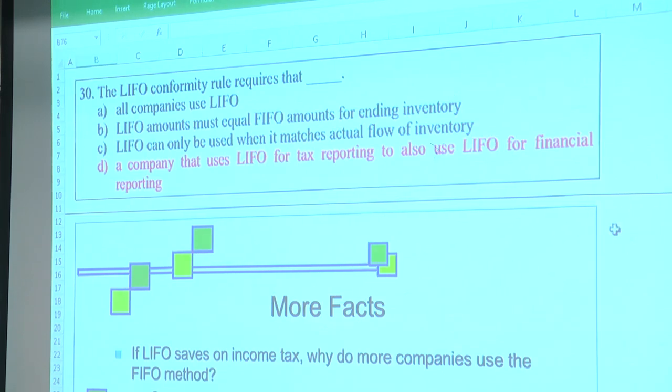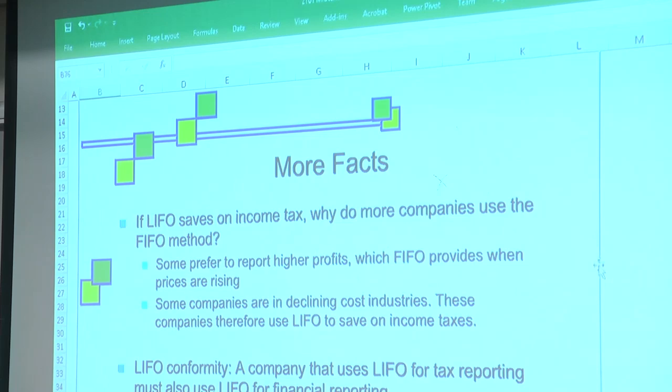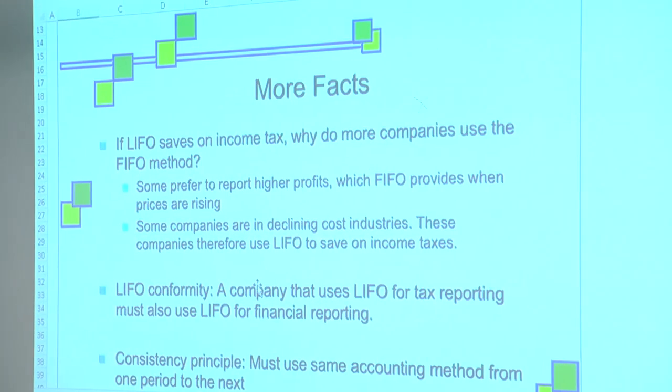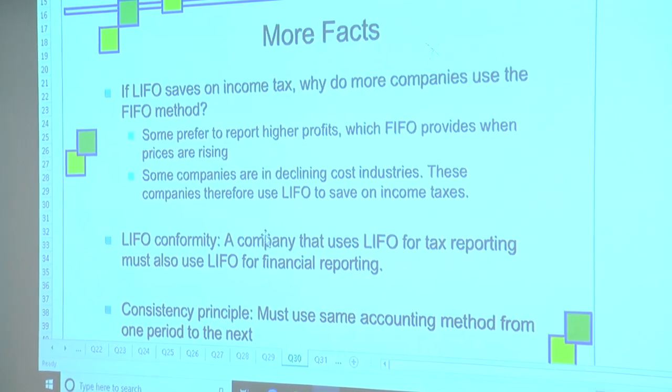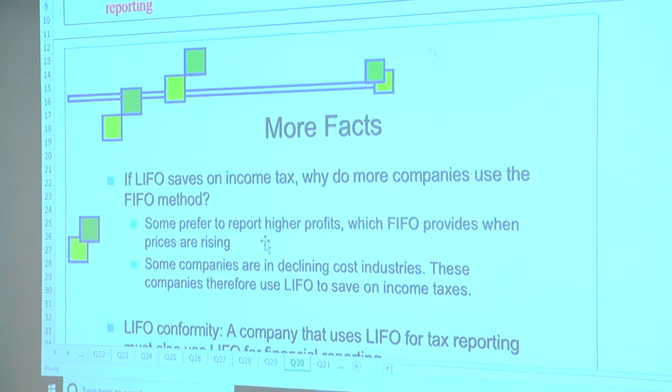Okay. So here's one of the rules I was talking about earlier. The LIFO conformity rule requires that, and this is direct from a slide in Chapter 6, it says LIFO conformity: a company that uses LIFO for tax reporting must also use LIFO for financial reporting. Now, you can go ahead and memorize that rule.